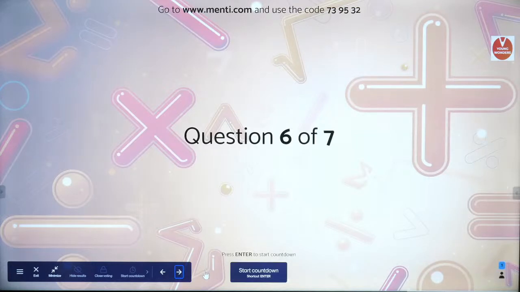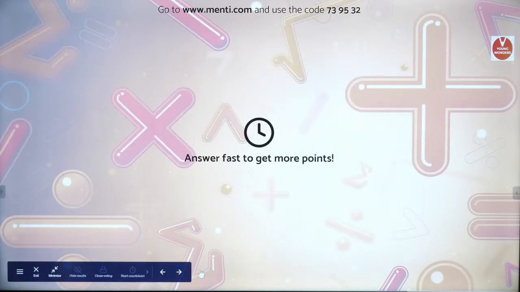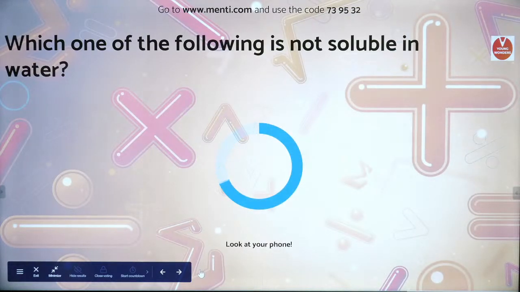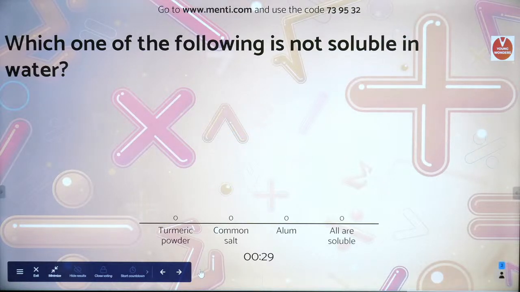Next question, question number 6. Which one of the following is not soluble in water? Which of these will not mix in water? Turmeric, common salt, alum, or is everything soluble? Which of these will not dissolve in water?